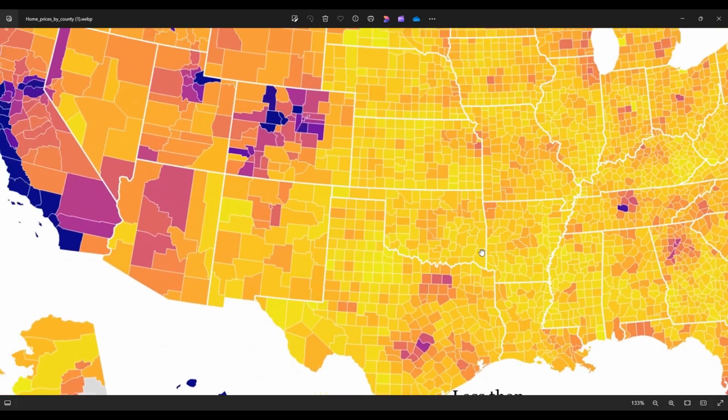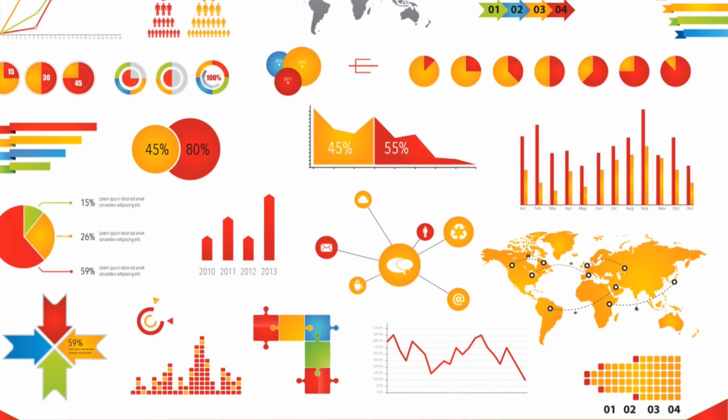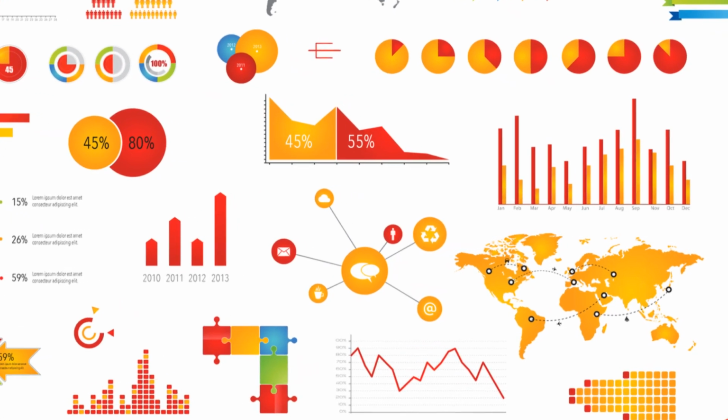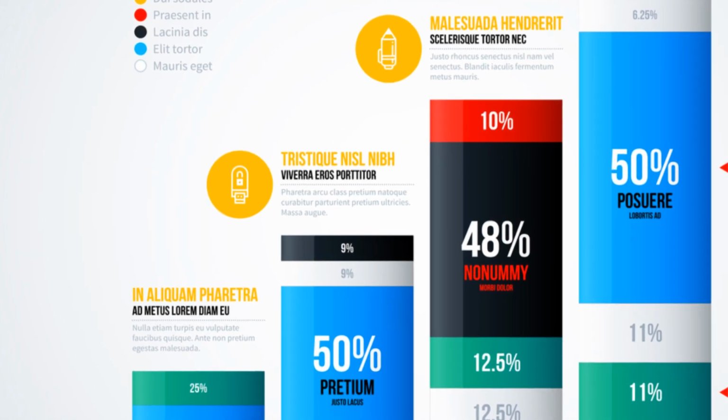For instance, let's say you want to showcase the average home prices in different neighborhoods. Just use Canva's chart tool, input your data, customize the design, and you're done. It's that simple.